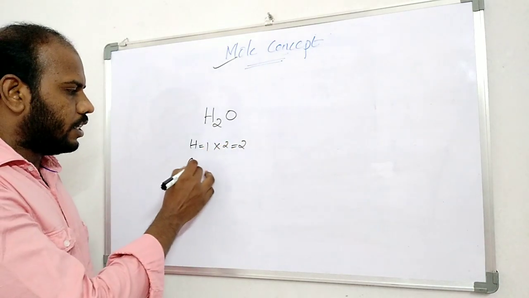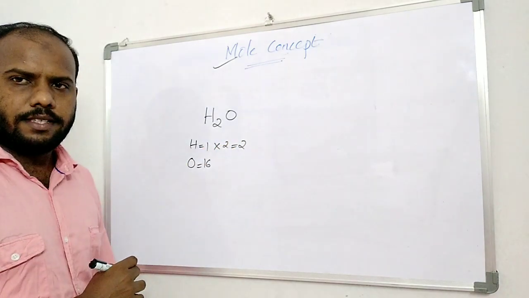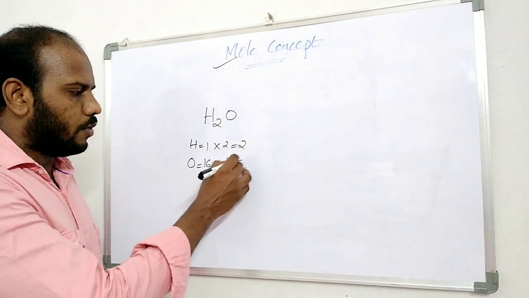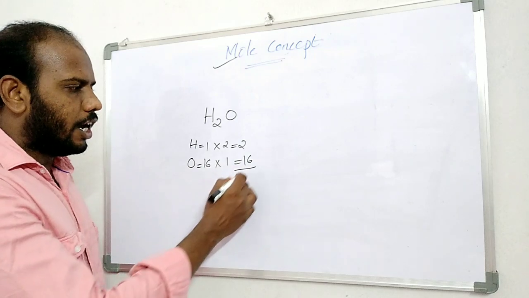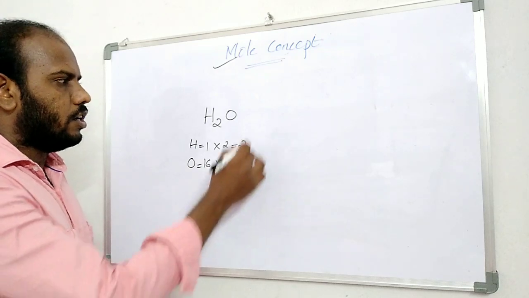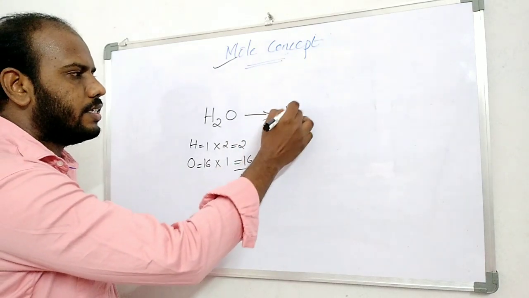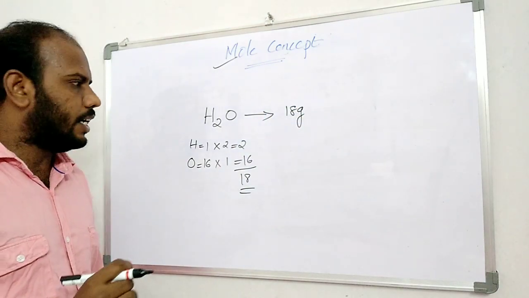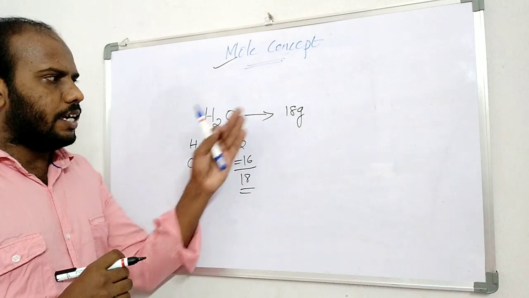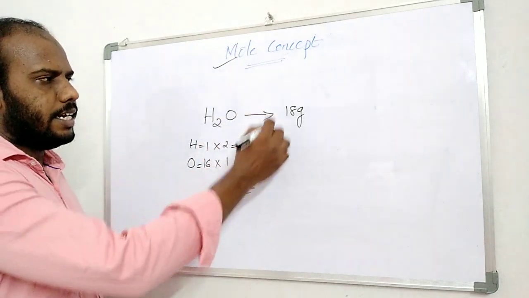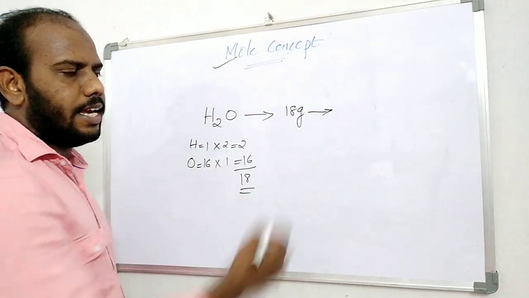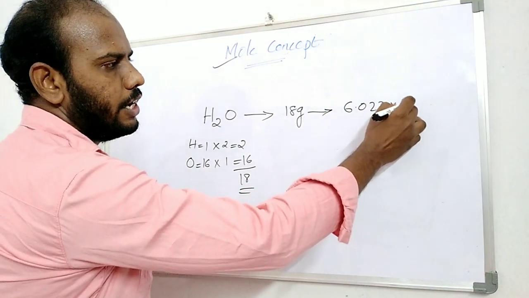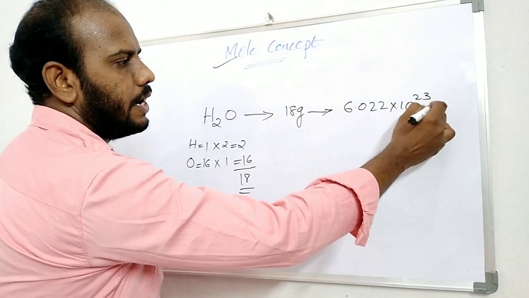And the oxygen weight is how many? 16. How many oxygen are present? Only 1 oxygen. So 16 ones are 16. The total, how much did we get? 18. Yes or not? So we know the weight of water is 18 gram. Got it, children? Listen very carefully. Here we observe that 18 gram of water has 6.022 into 10 to the power of 23 particles.